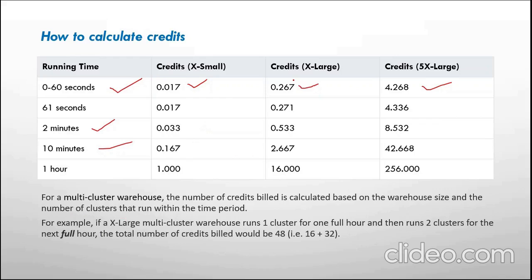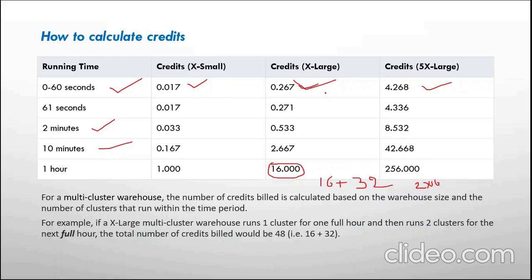For example, here we have taken extra large. In an extra large multi-cluster warehouse, one cluster runs for 1 hour. So for 1 hour, how many credits do they charge? 16. Okay, 16 for the full 1 hour. Then two clusters run for the next full hour. So two clusters means 2 into 16 credits per hour, so 32 credits.